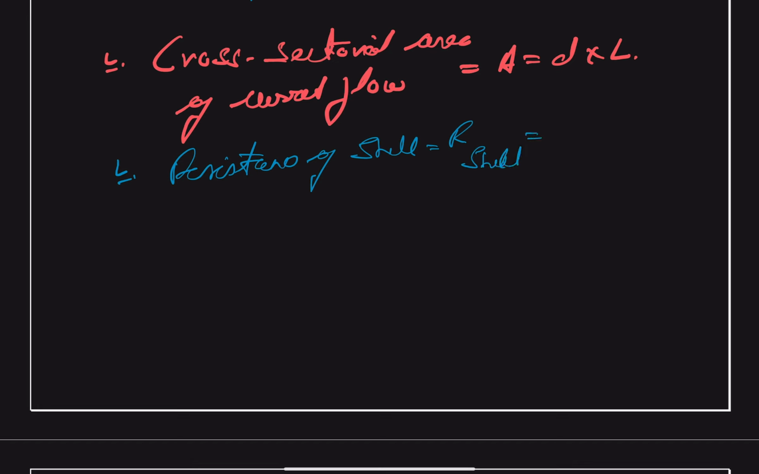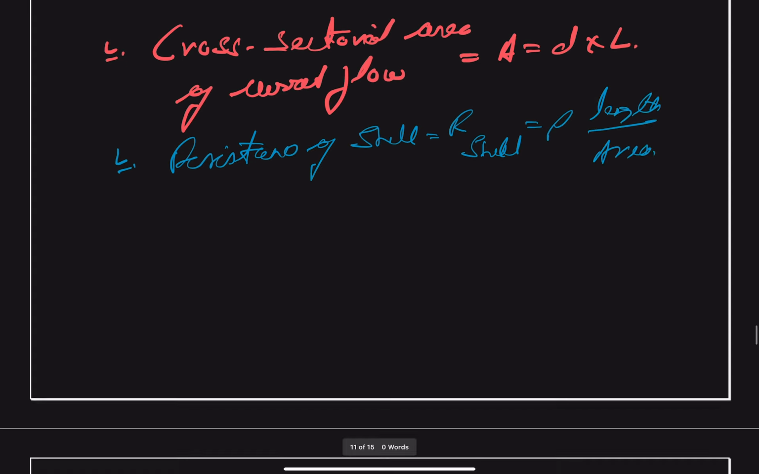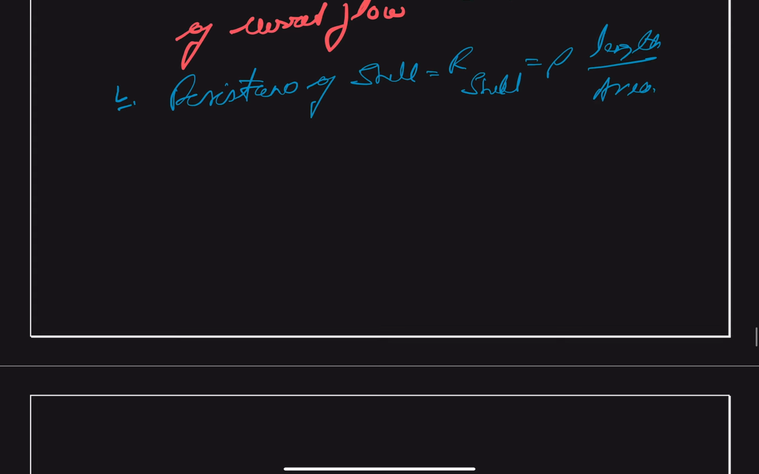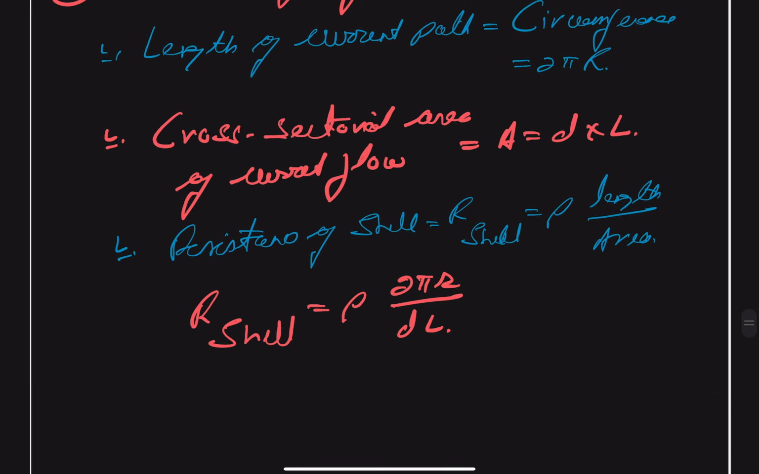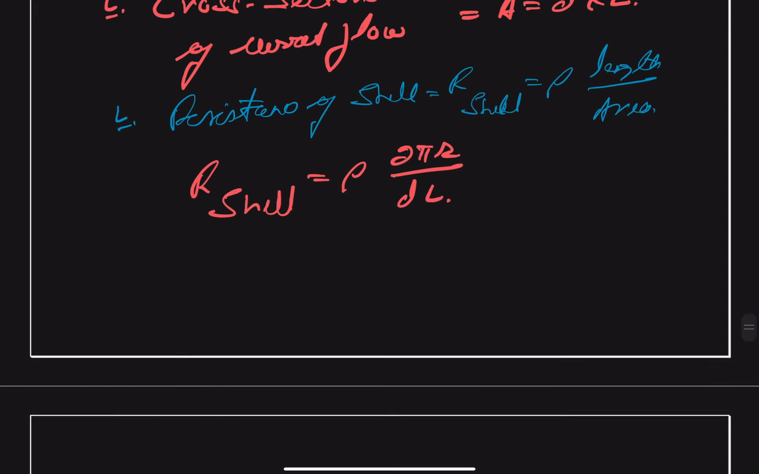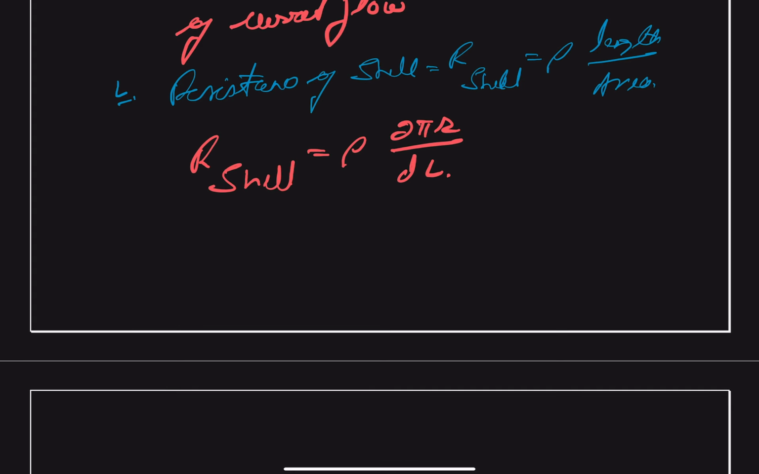is equal to rho length over area. So we get this as R shell is equal to rho 2 pi r divided by d multiplied by L. Here length is nothing but, you can say, the length of the current path. And now we easily can find out the induced current because we know the induced EMF and we found out the resistance.